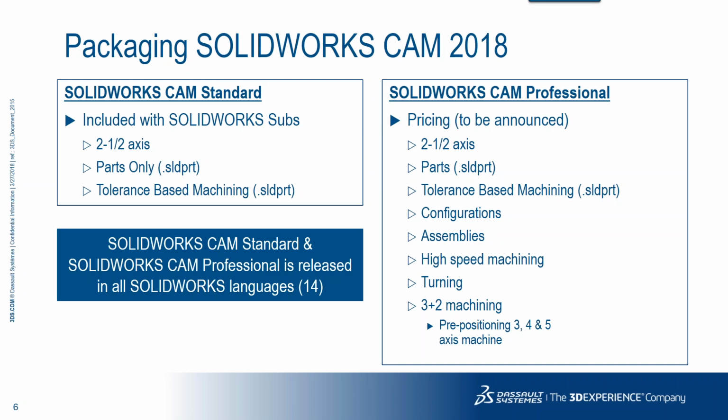Basic turning, no live tooling. So if you're just doing a standard Haas SL20 and basic tool paths like a revolve feature, that's covered. And then 3+2 machining, which is indexing or pre-positioning on 4 and 5-axis machines. So if you're looking at a trunnion and a rotation on a Haas, you would be able to control those axes inside of SOLIDWORKS CAM Professional. Please keep in mind that SOLIDWORKS CAM Standard and Professional was released in 2018 in all 14 languages, so the same languages you have in SOLIDWORKS are the same languages you'll get in SOLIDWORKS CAM.